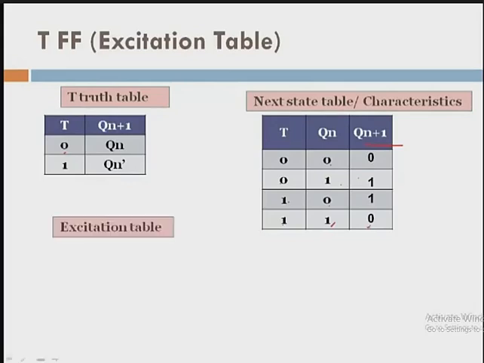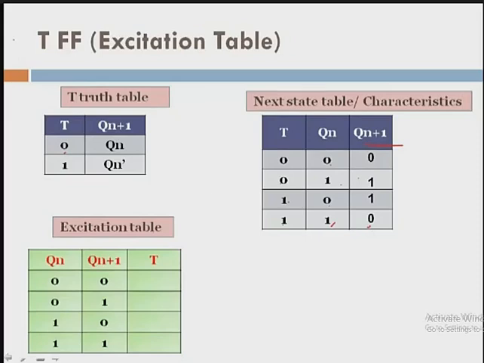Now the excitation table. Okay, only one input variable. So see the combination 0, 0. What is the value? It's 0. Then the 0, 1 combination. What is the value? It is 1. Then the 1, 0 combination. What is the value? It is 1. And then the 1, 1 combination. What is the value? It is 0. So this is the excitation table of your T flip-flop.